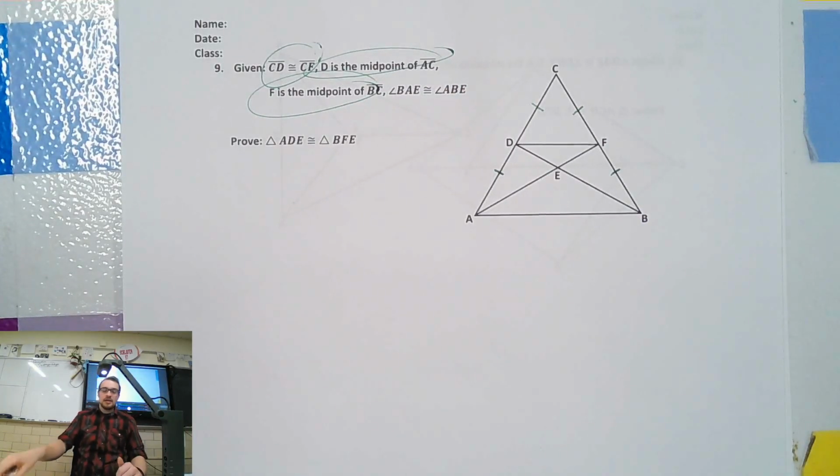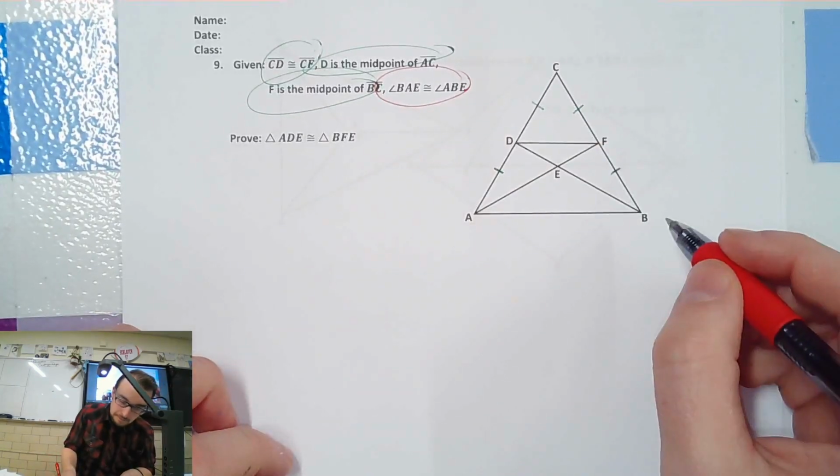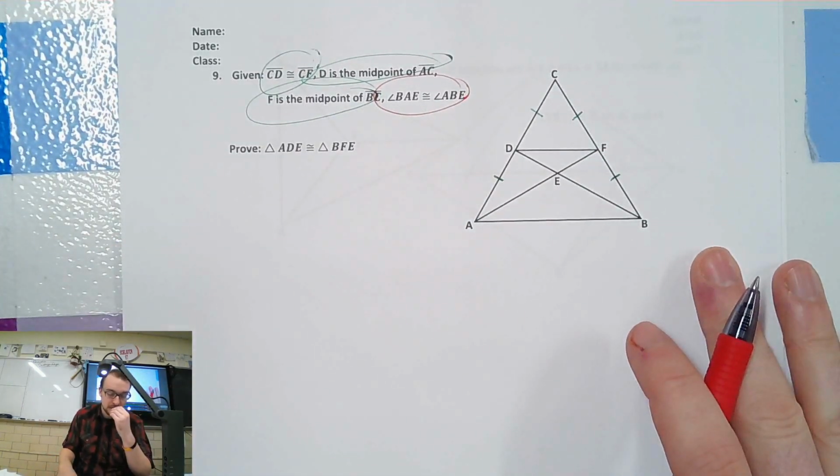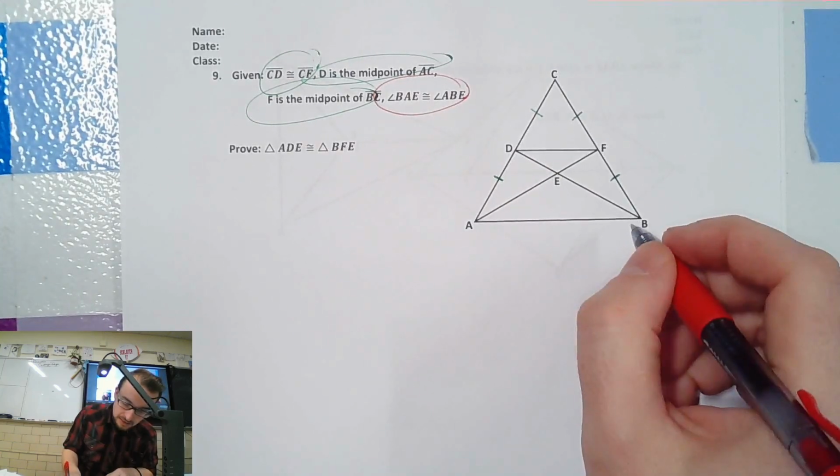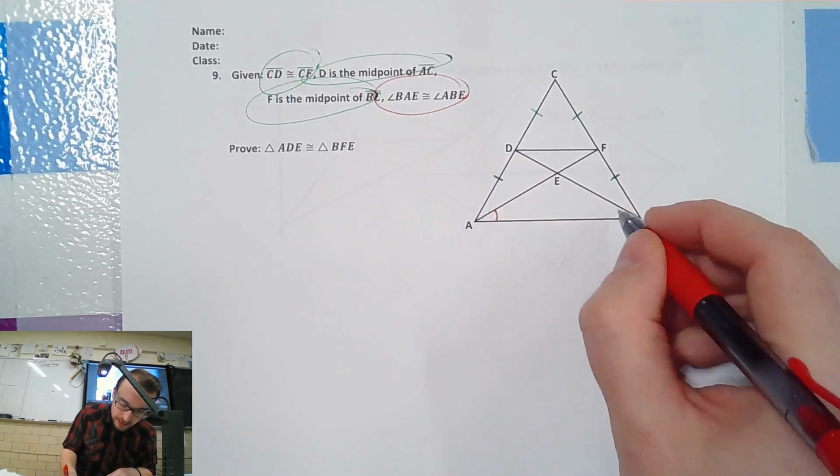And then angle BAE is angle ABE. Wait, so AD is the same as DC? Yeah, right? It's gotta be. So BAE is the same as ABE.